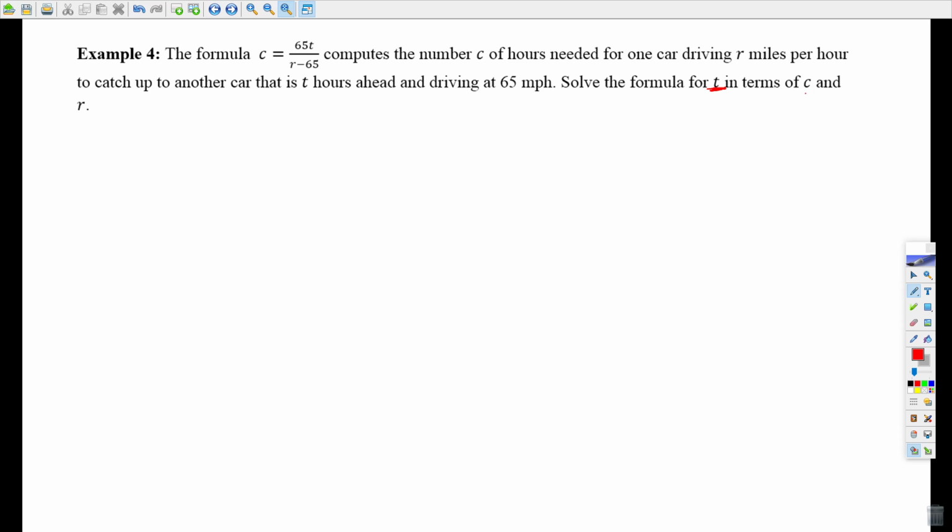So we're going to get t, I'm going to circle it up here, t all by itself. So what's this doing? The number of hours needed for one car driving a certain speed to catch up to another car that's already ahead of them by so much time. So you just have a car trying to catch up to another car. And the car ahead, I think, is constantly going 65 miles per hour, which is where the 65 comes from in the formula.